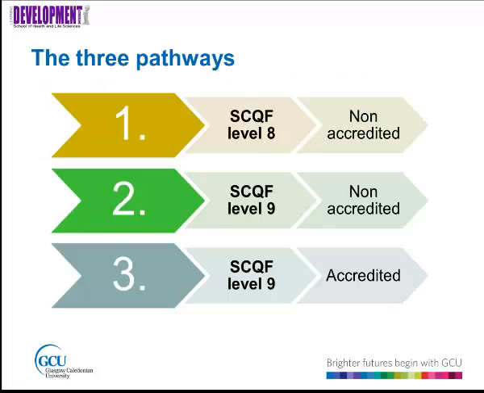There are three potential pathways to the mentorship preparation course. The first is assessed at Level 8 and doesn't lead to any academic credits. The second is assessed at Level 9, but again doesn't bear any credit. And the third is assessed at Level 9 and, if passed, leads to the award of 20 credits. There's a fee for this latter route.